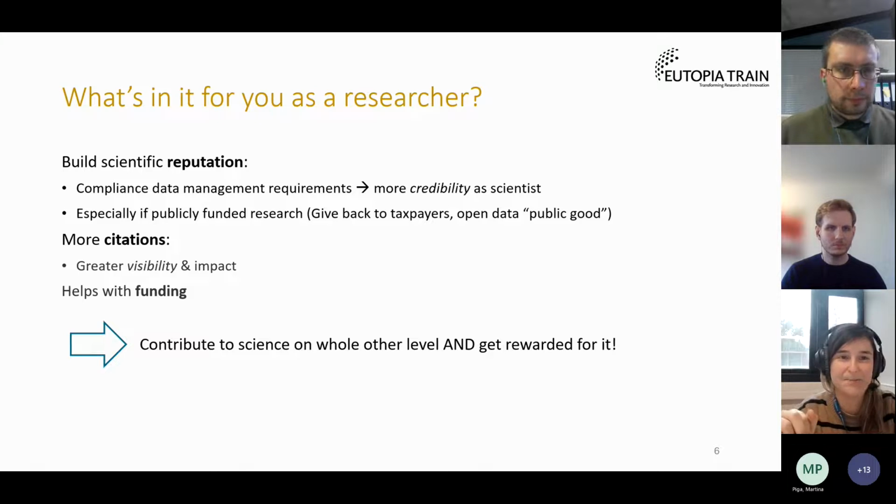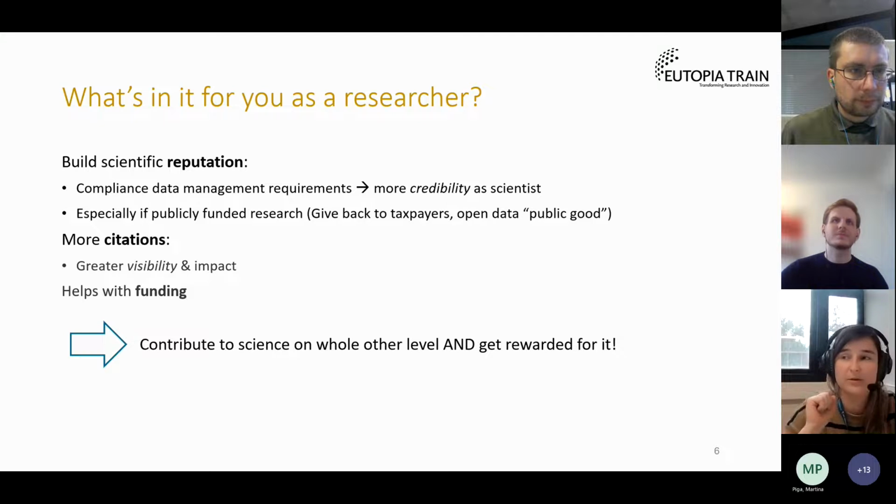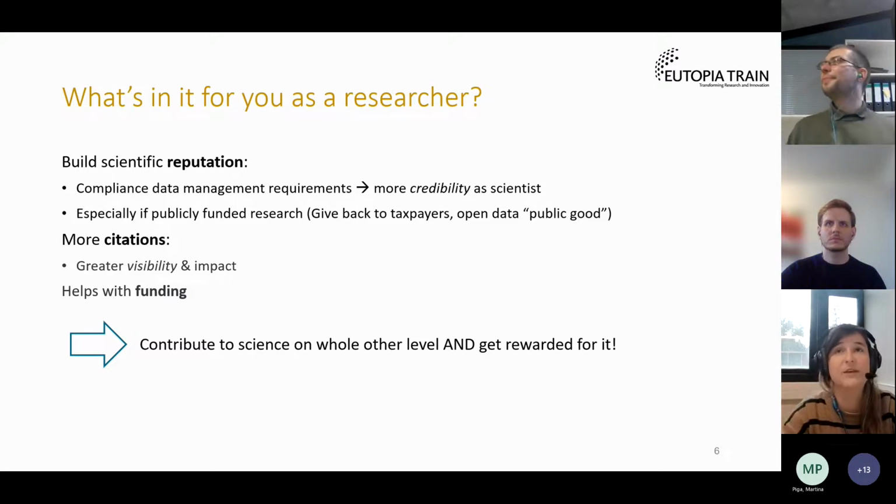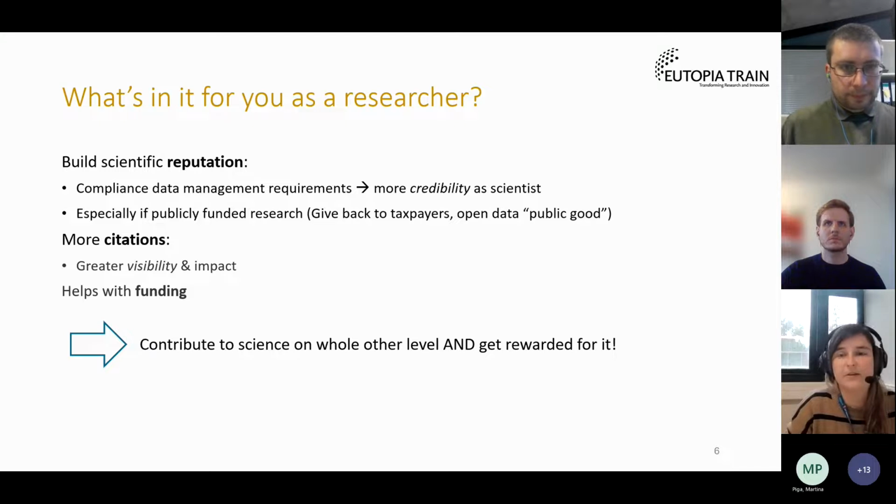Then if you use a research data repository, this will help your scientific reputation. The compliance to the data management requirements gives you more credibility, especially if you have publicly funded research. You kind of give back to the taxpayers, because it's funded by them. So your data is considered as a public good in a way. So that helps build your reputation.